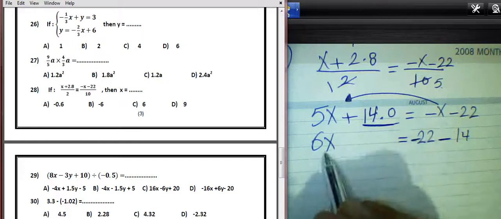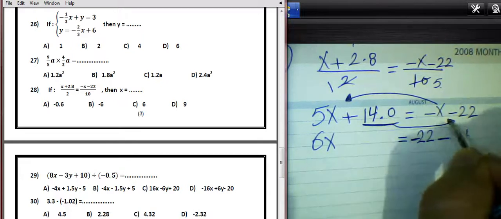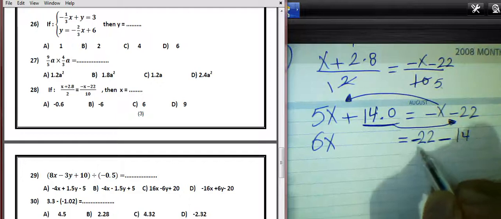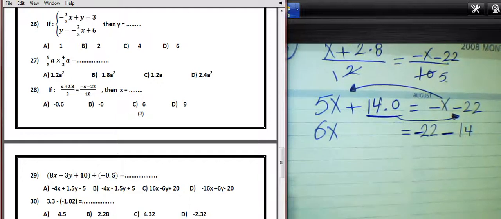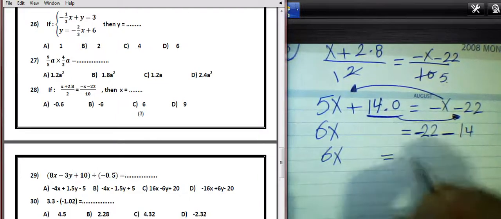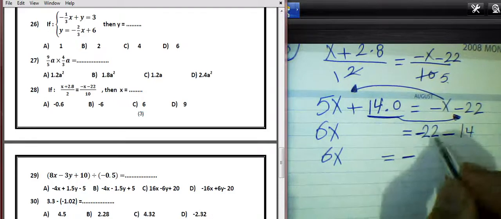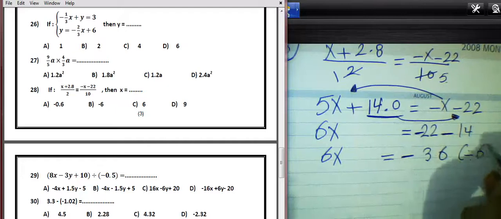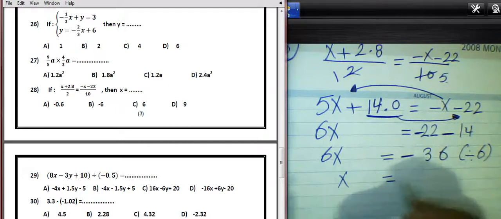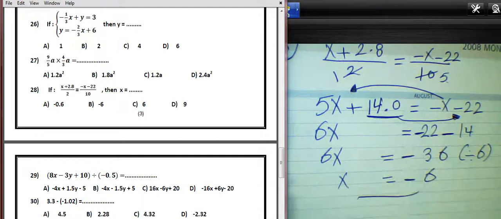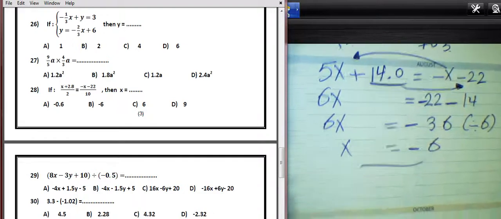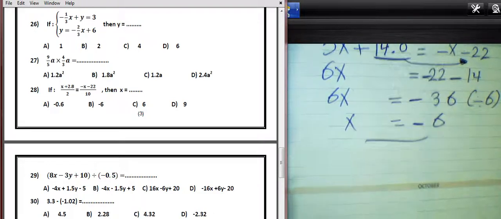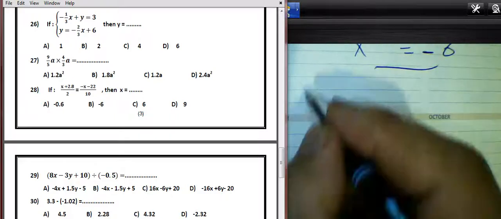5x plus x equals 6x, and 14 we will move to the right-hand side, negative 22 minus 14. Then 6x equal negative 36, 2 plus 1 equals 3. Then the next step we can divide by 6, so x will be negative 36 divided by 6. Okay, it was question 28. And what about question 29? Look at question 29 with me.